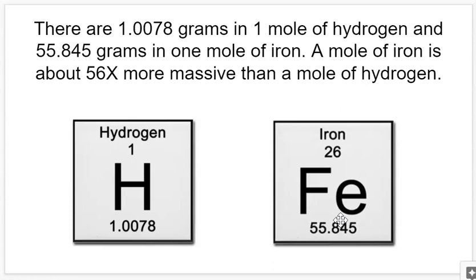However, we know that 1 mole of iron weighs about 56 times more than 1 mole of hydrogen. So we could say that the 1 mole of iron is more massive than the 1 mole of hydrogen. And that's just due to the fact that iron is a much bigger atom. It has a lot more protons, a lot more neutrons, and it's going to be heavier as a result.